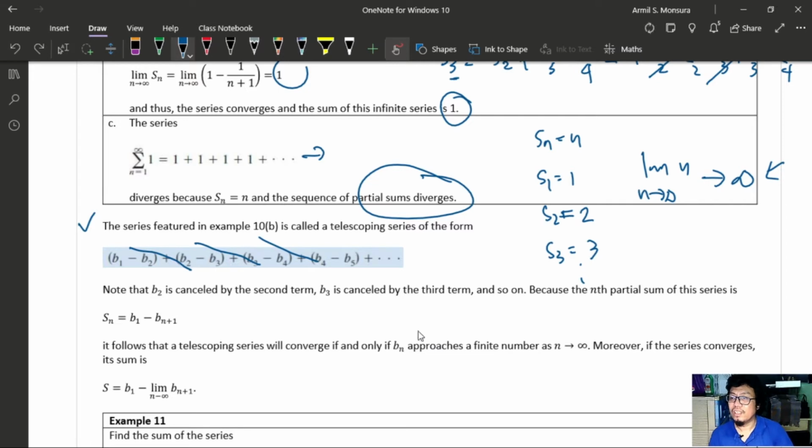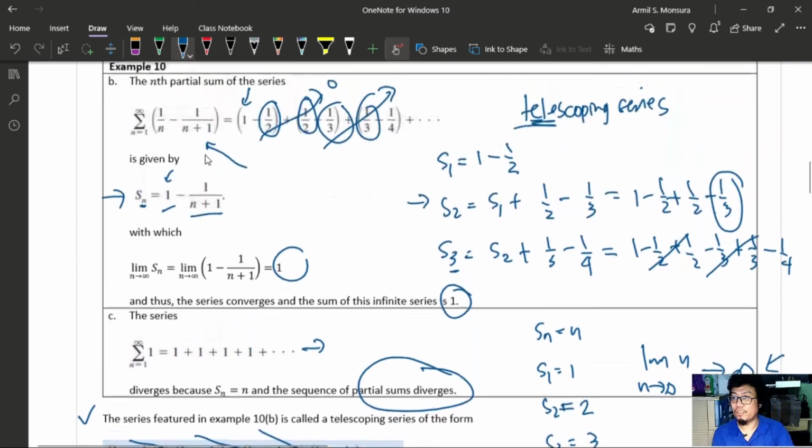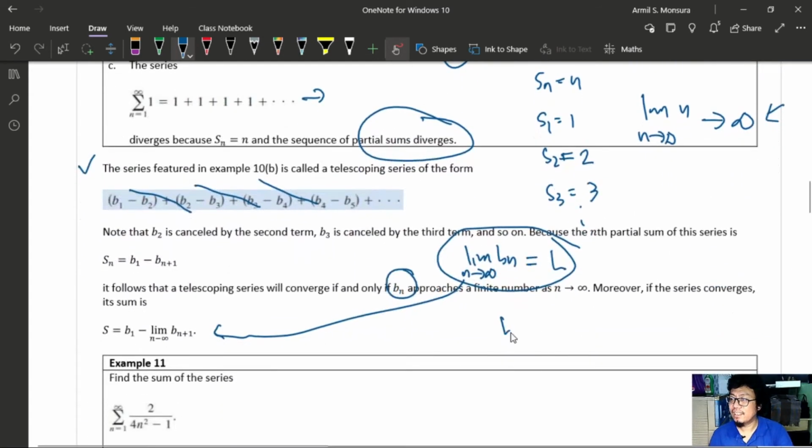Okay, so a telescoping series will converge if and only if Bn, the sequence Bn, is a convergent sequence. Okay, so if the limit of Bn as n approaches infinity equals a certain number L, okay, so if this sequence is convergent, then a telescoping series of this form would also be convergent, and its sum would become this one. Okay, in this case, like example B, Bn here is 1 over n.